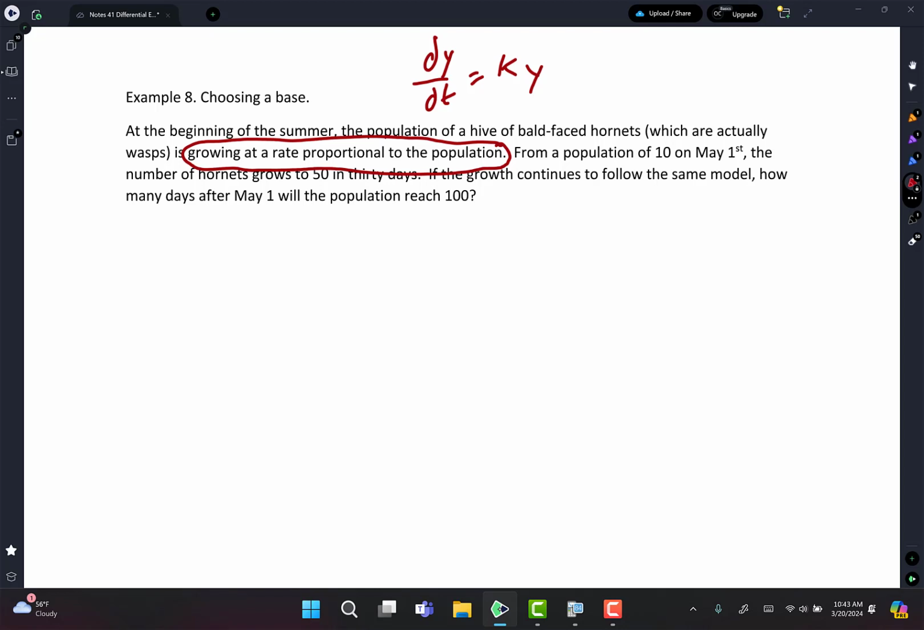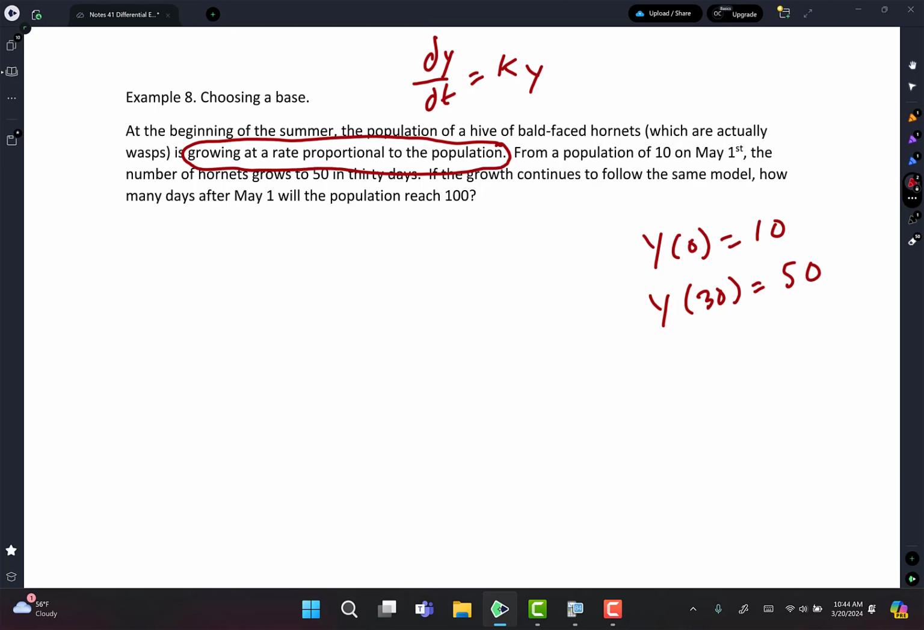From a population of 10 on May 1st, the number of hornets grows to 50 in 30 days. If the growth continues to follow the same model, how many days after May 1st will the population reach 100? Okay, so here's what I have. Population of 10, so my initial population is 10, and my population after 30 days is 50.